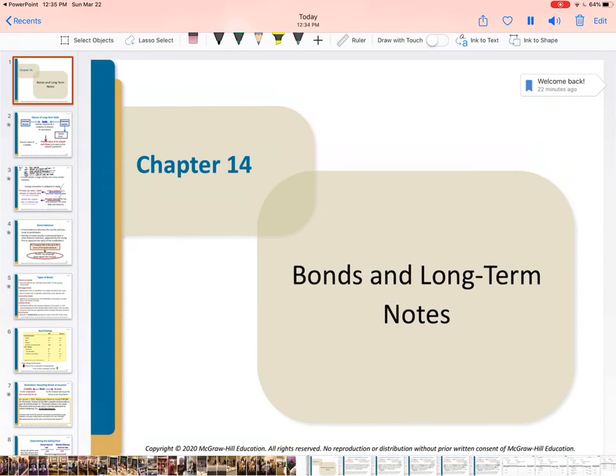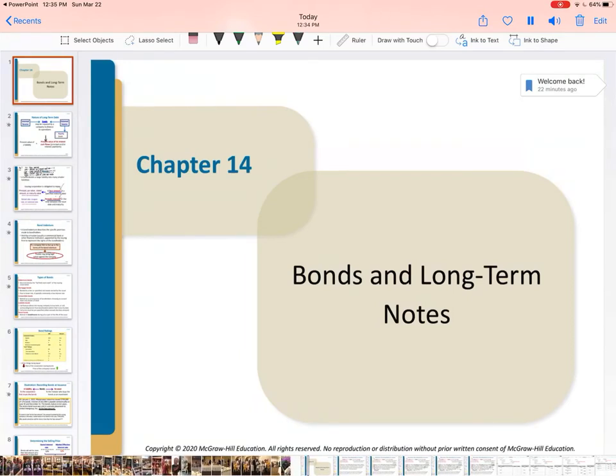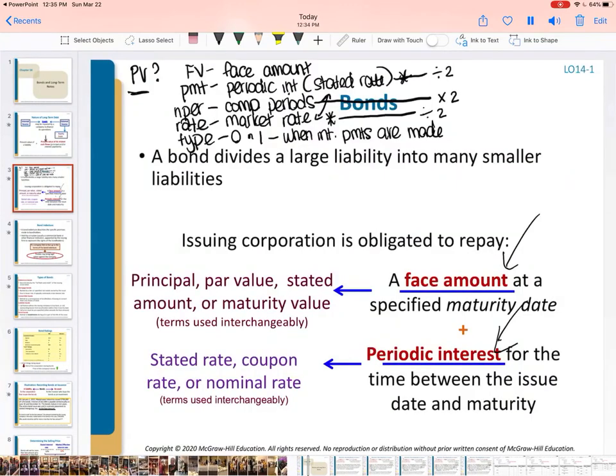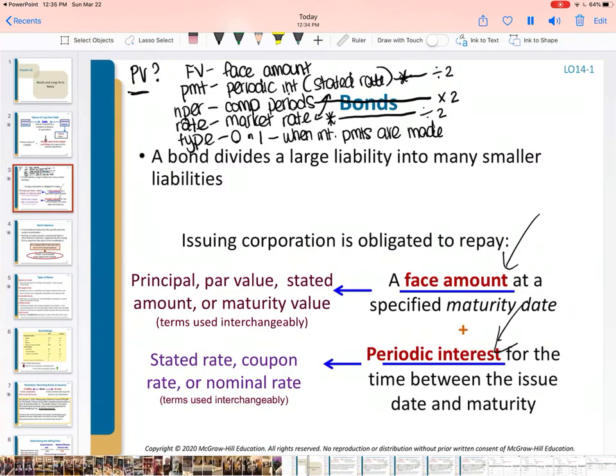So continuing with the discussion in chapter 14, what we're going to move on to now is going through some examples. So now that we have an understanding of generally what a bond is and the different attributes that we need to look for in each of the problems to get an understanding of all of the ins and outs of that bond, now we can start to work through some of these example problems.